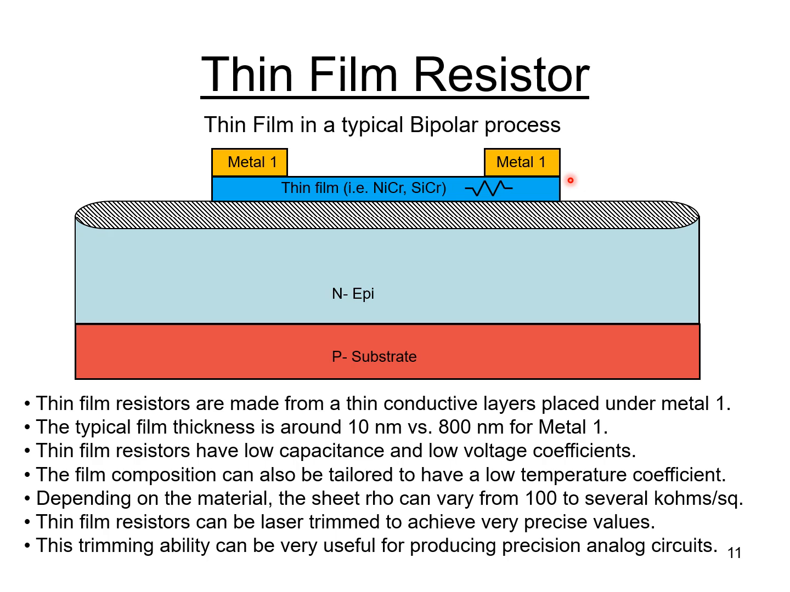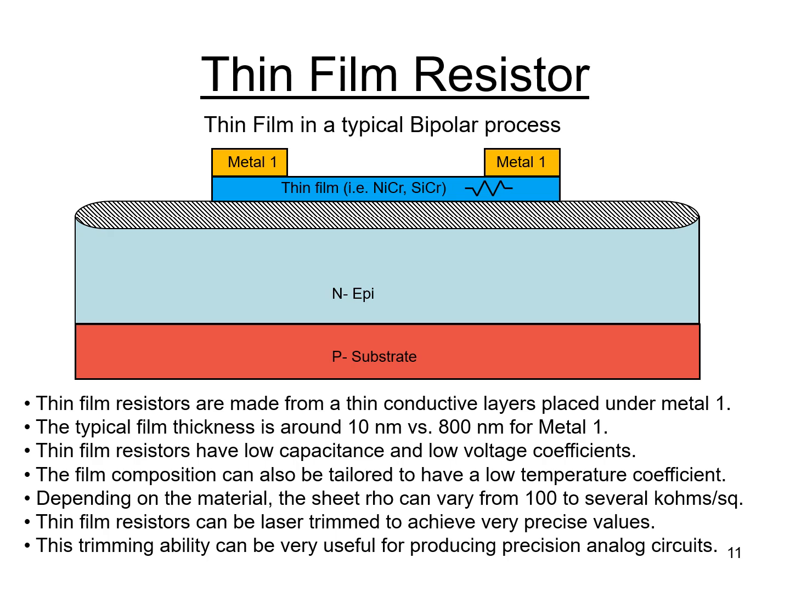Now, depending on the material used, the sheet rho or ohms per square of the thin film can vary from maybe 100 ohms per square up to several kilo ohms per square, again depending on the type of material used to construct the thin film. One of the nice things about thin film is they can be laser trimmed to achieve very precise values, and this ability to trim the resistor can be very useful when producing precision analog circuits.